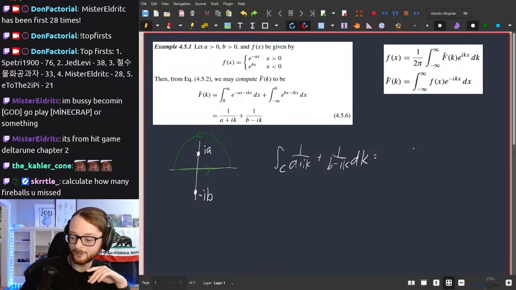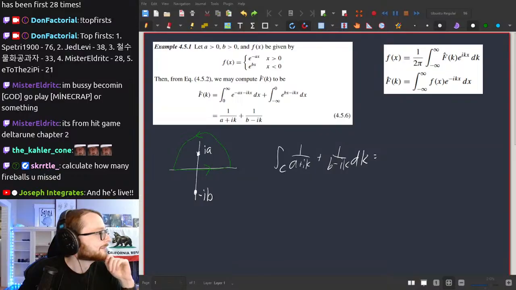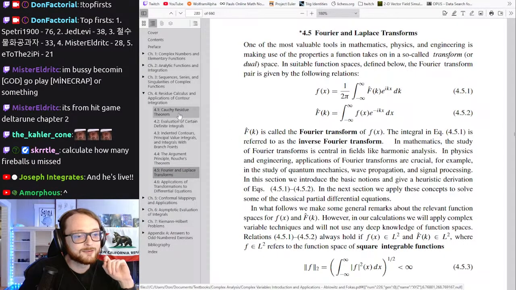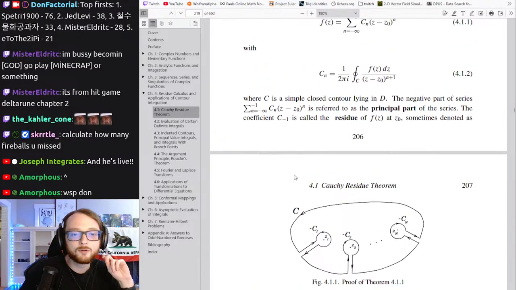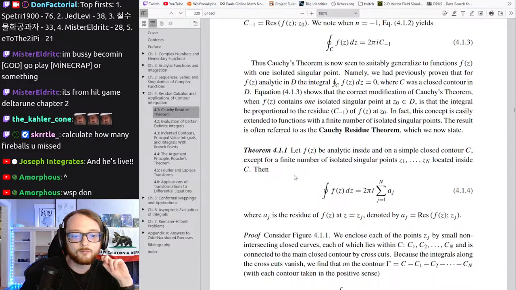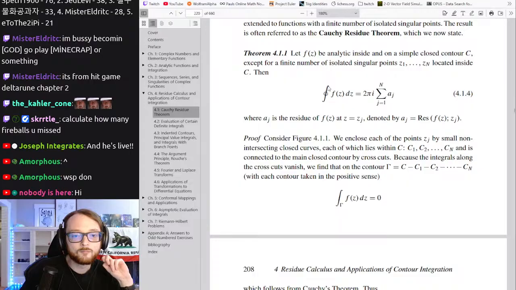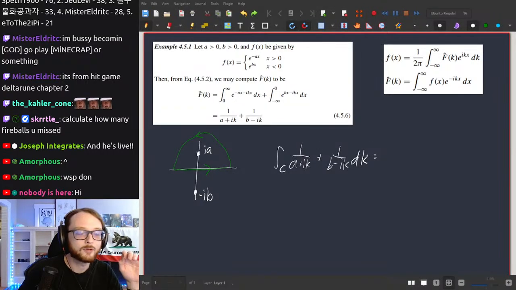Why can't I remember? This is bad. Like, the residue theorem. Hey, Joseph Integrates, and hello, Amorphous. Okay, 2 pi i times the residue. I don't know why I couldn't remember that.